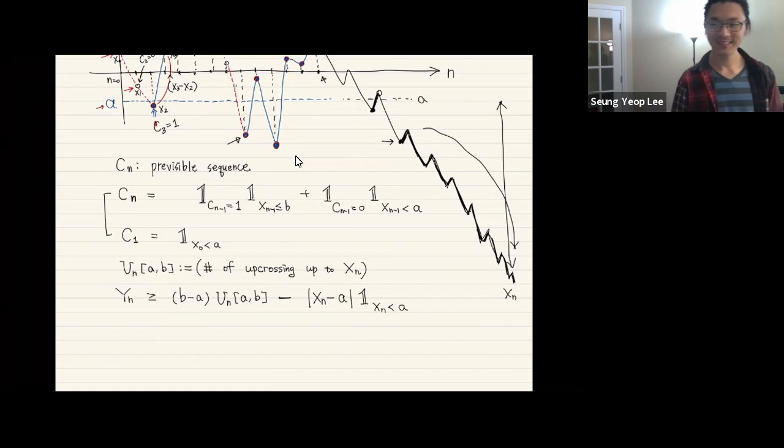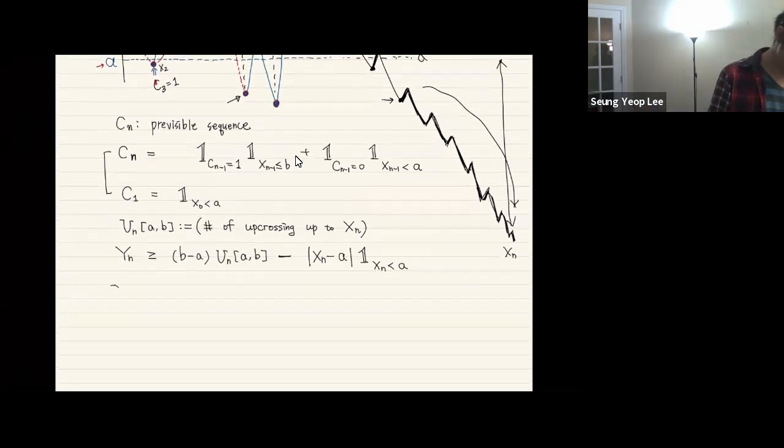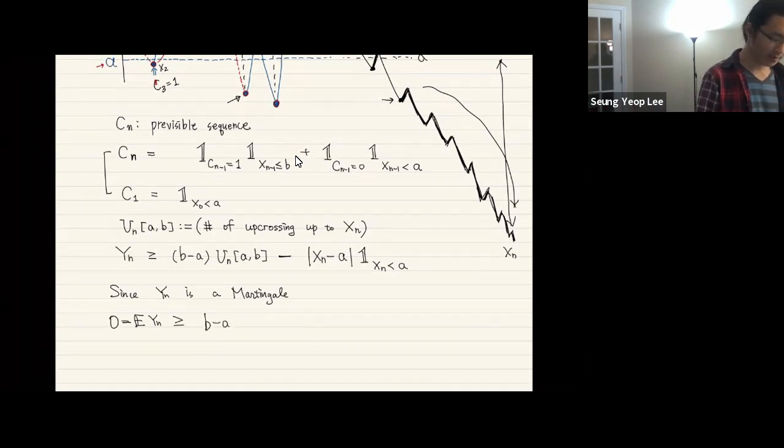Good. Since YN is a martingale, the expectation of YN is 0. And from that, we can obtain the expectation of the up crossing. Let me write down the full expression.